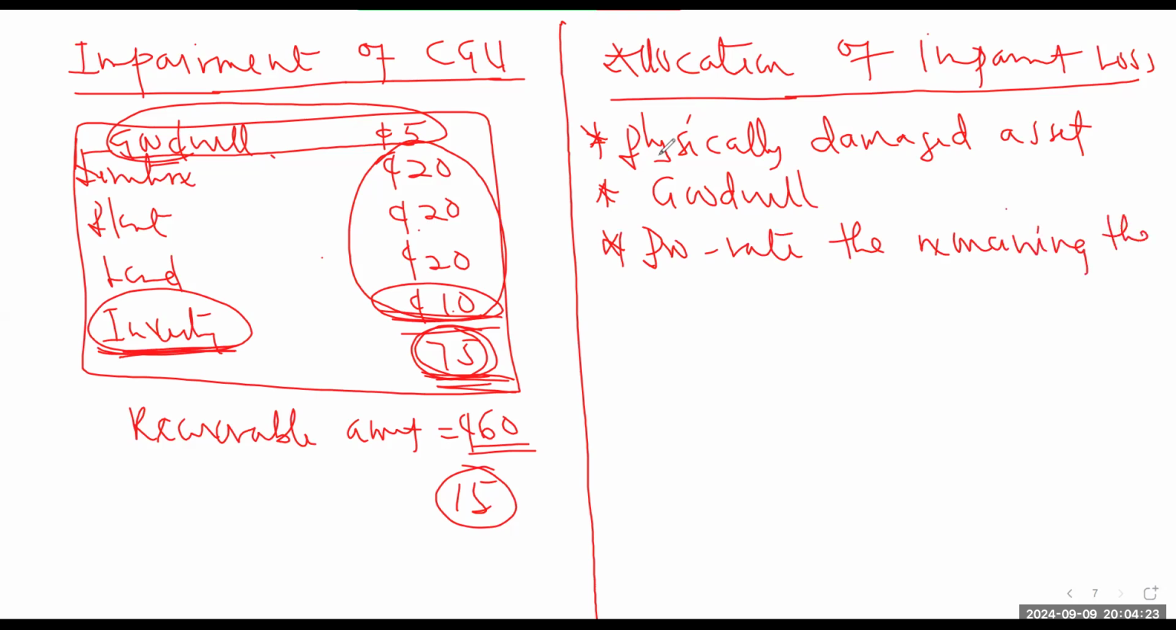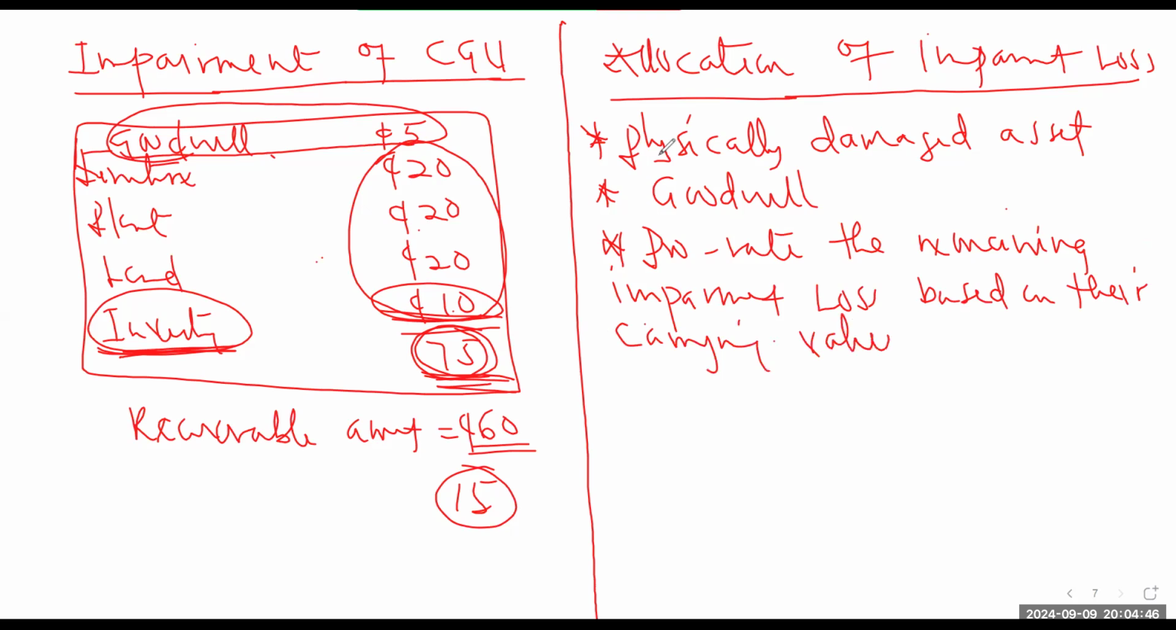The remaining impairment loss is shared based on their carrying value before the impairment, which is what we have established first. Okay, let's come here. This is very important. Sometimes the question for the cash generating unit can give you both the net realizable value and also ask you to determine the value in use for the cash generating unit.